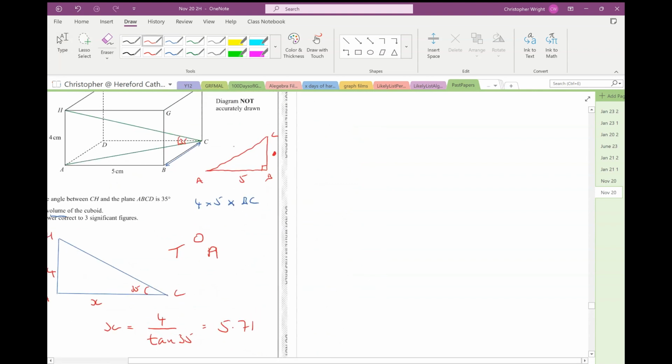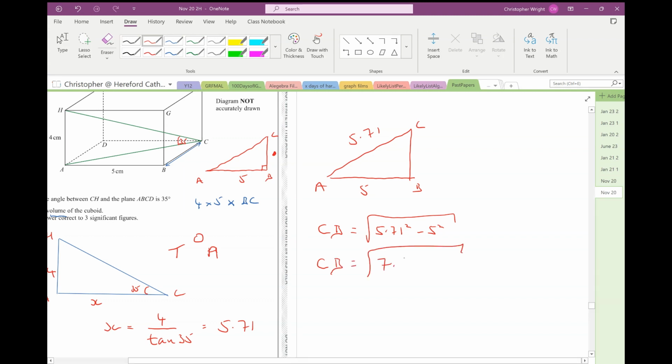So that means, go back to this triangle, AC is 5.71. I know that AB is 5, so I can find the width of the cuboid, BC, it's not the height of the cuboid, it's the width, using Pythagoras. So that means that CB is going to be the square root of 5.71 squared, but use the whole number, subtract 5 squared. So CB is equal to the square root of 7.6, and so on and so on. Keep the whole number on your calculator.